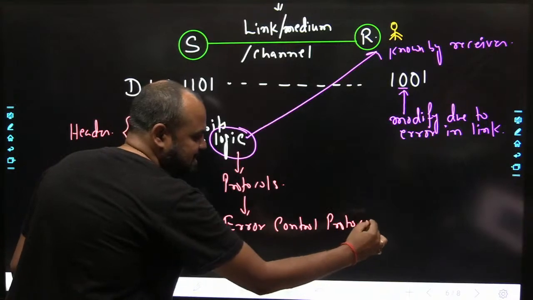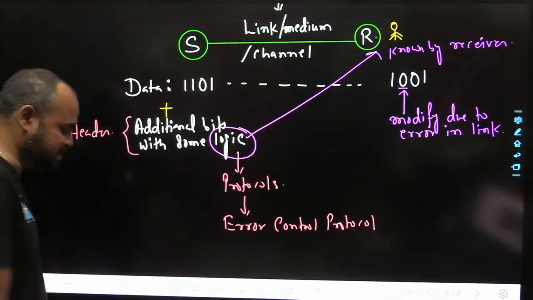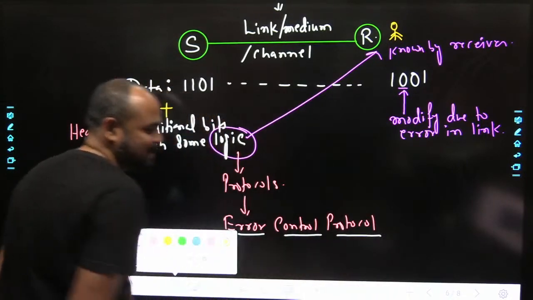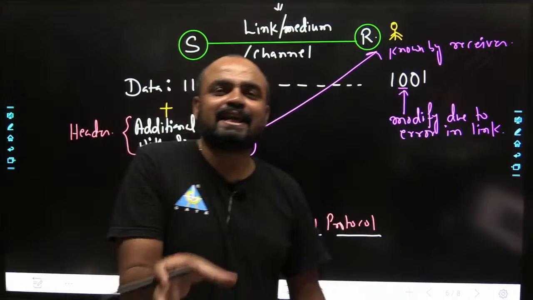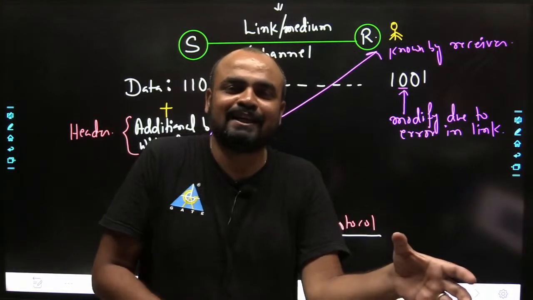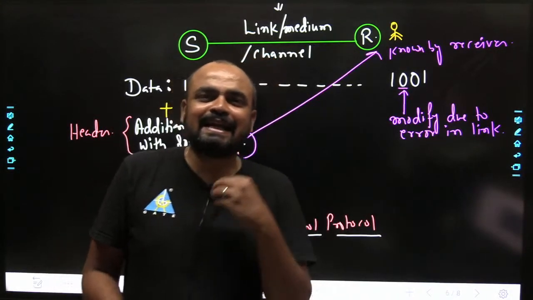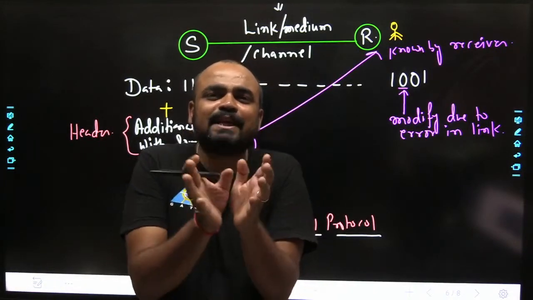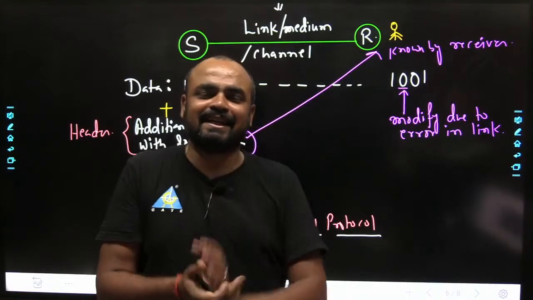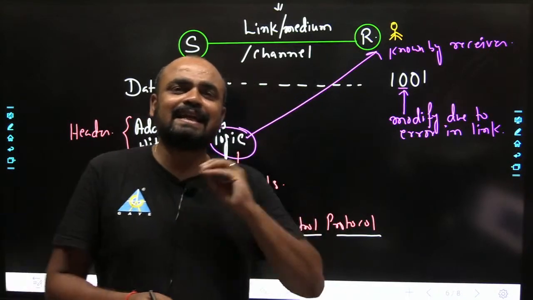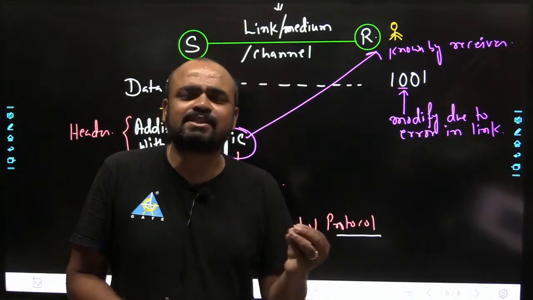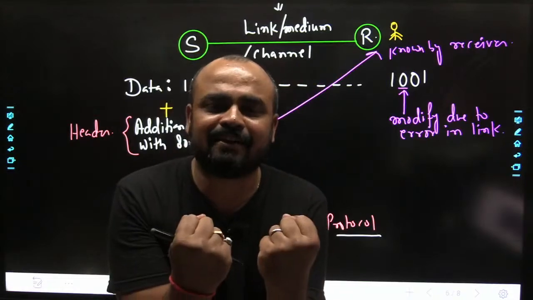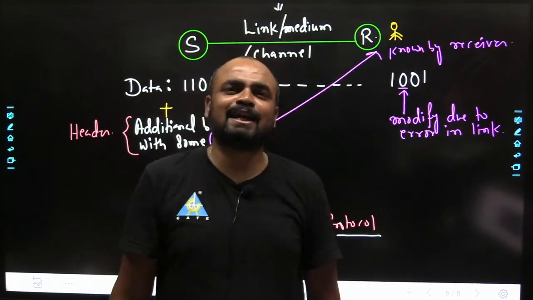Again, try to understand the naming convention. Why have I introduced the name error control protocol? Now you are able to feel it. If I am sending data, there is a chance that some bit will get modified, which simply means there is an error inside the data. So whenever we send data, there is definitely a chance of error inside it, then how do we control that error? That is called the error control protocol.